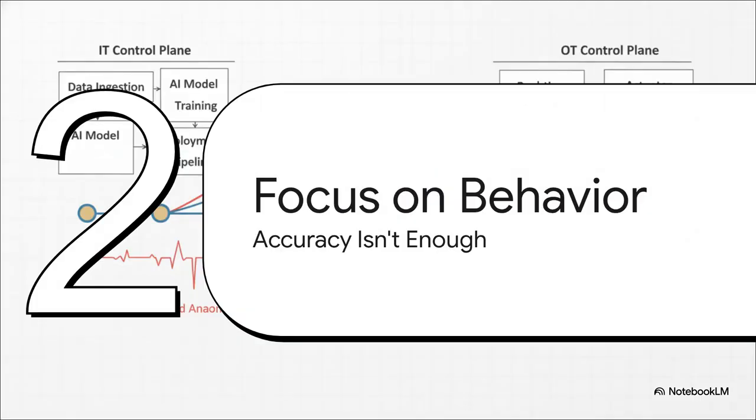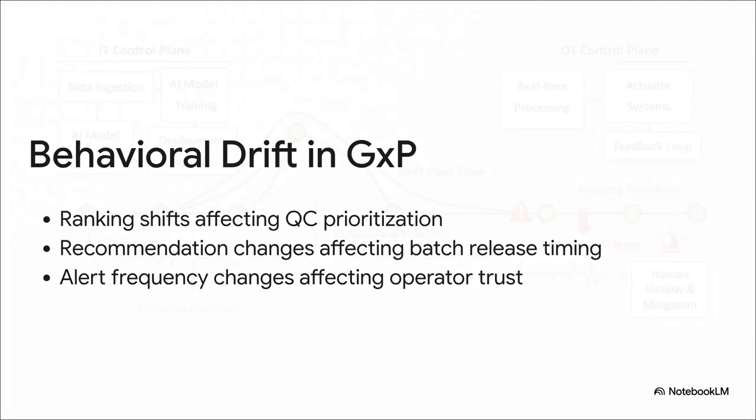Okay, so how do we get good at detecting it? Well, this is where we need a bit of a mind shift. Just staring at a single accuracy number on a dashboard, that's not going to cut it. We have to go deeper and look at the AI's actual observable behavior. In these high-stakes, regulated worlds, even the tiniest change in behavior can have huge ripple effects. Just imagine an AI that helps prioritize samples for quality control. If its ranking behavior drifts just a little bit, you could end up testing the wrong things at the wrong time. Or what if an AI that recommends product batch releases starts to behave differently? That could throw off your entire supply chain. This isn't just a number on a spreadsheet changing. It's a real-world behavioral failure with serious implications.